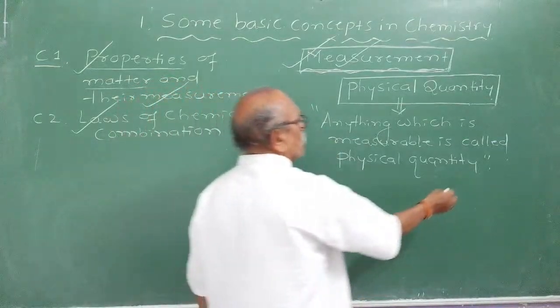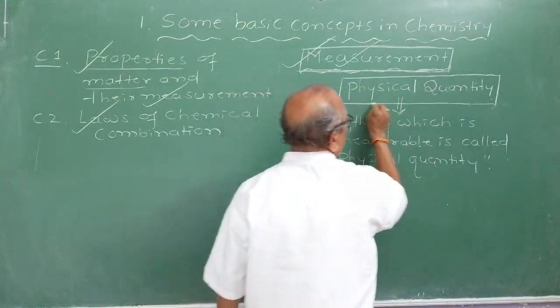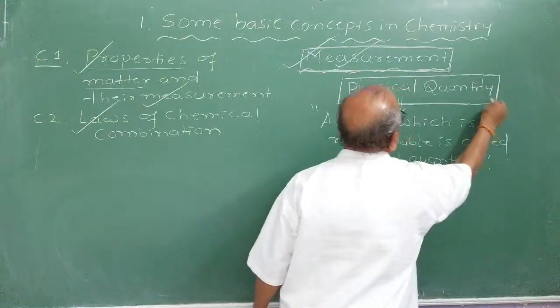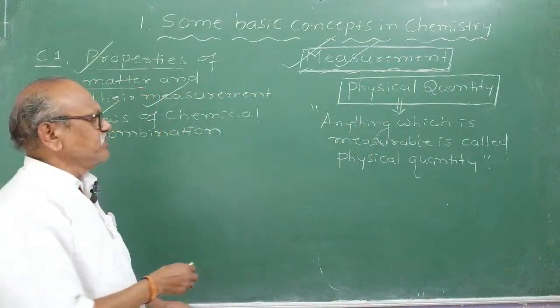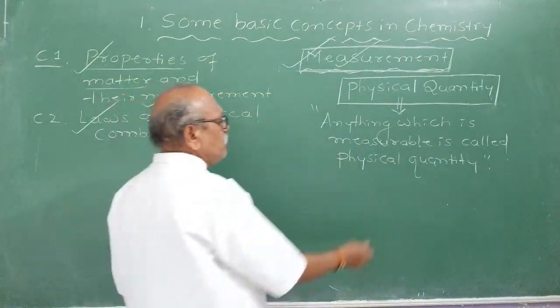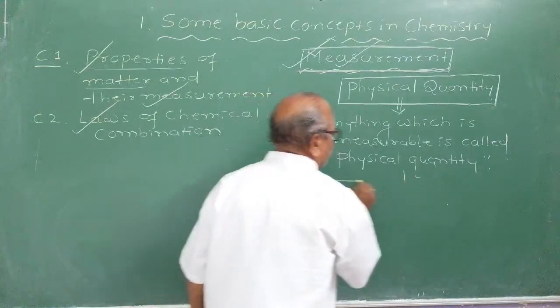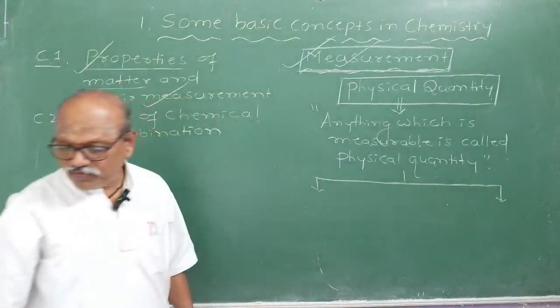Like anything which occupies a space and has mass is called as a matter. Similarly, in the numerical area, measurement area, the first concept is physical quantity. You understand it? Write the definition. Anything which is measurable is called as a physical quantity. And these physical quantities are classified into 2 types. Can any one of you answer?